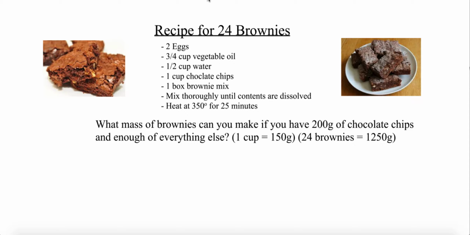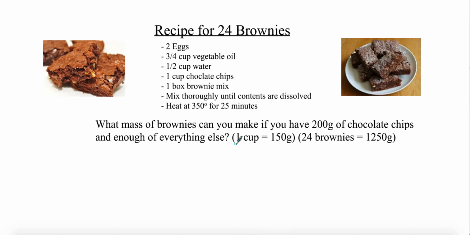Hi everyone. So let's start again with our brownies. Here we have once again that recipe for making 24 brownies. This time I'm just going to change the prompt a little bit. Now I want to know what mass of brownies, basically how many grams of brownies, can I make if I have 200 grams of chocolate chips.